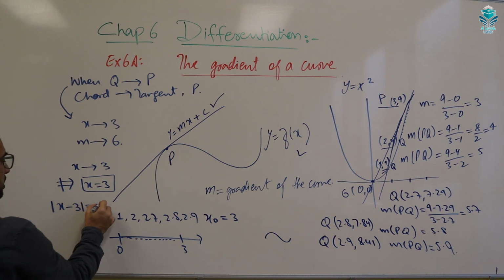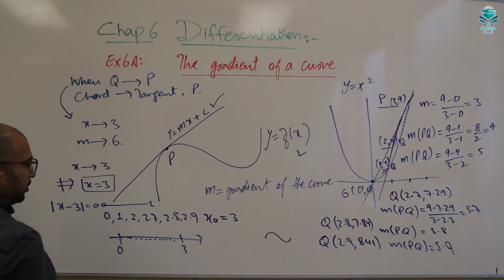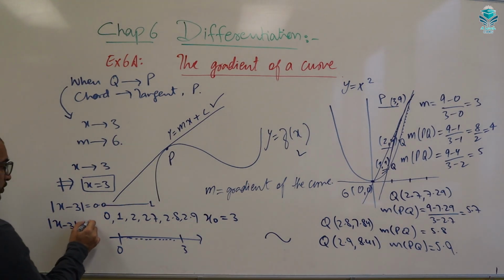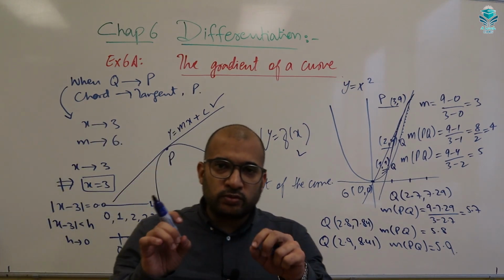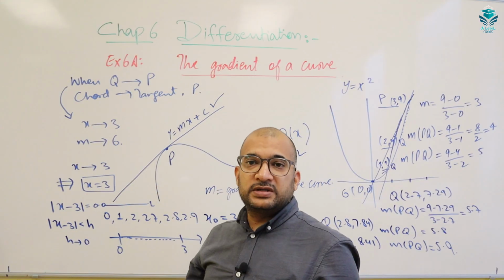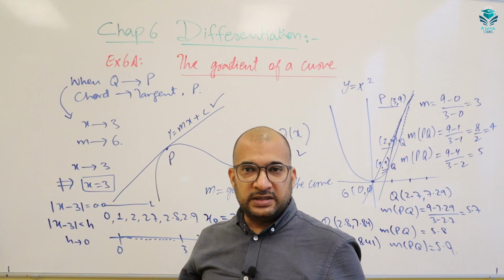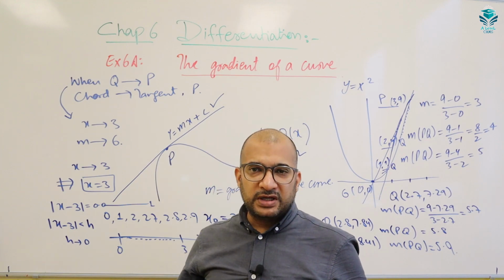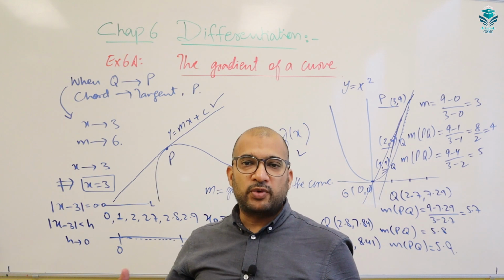Let's say 0.0001 or maybe smaller than this. So we generally write the difference between the points as a very small number h, where h approaches 0. When you zoom out, you will see that there exists some distance between x and 3. But roughly speaking, you say that when x is 3, the chord approaches the tangent at P.